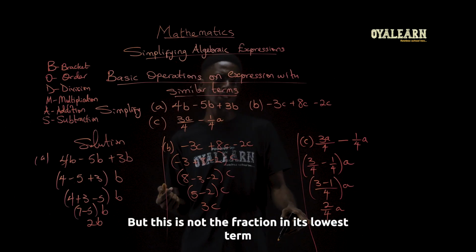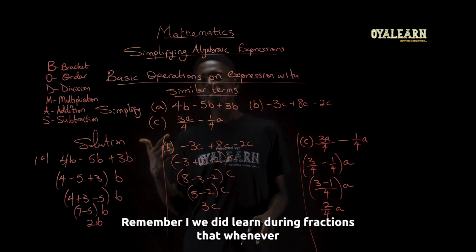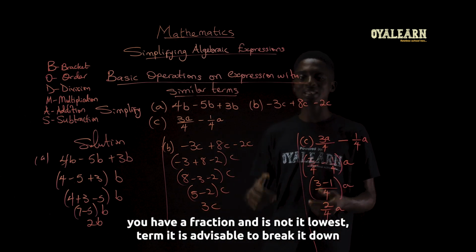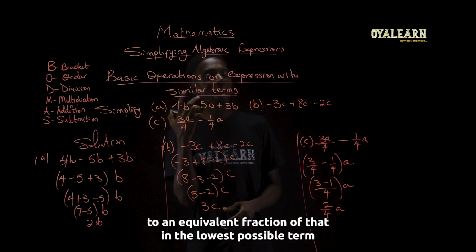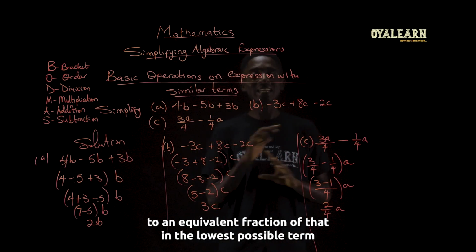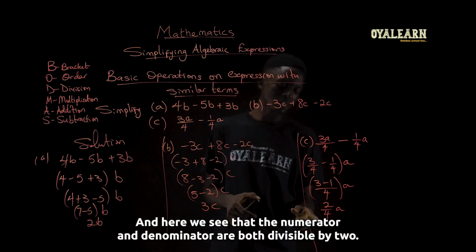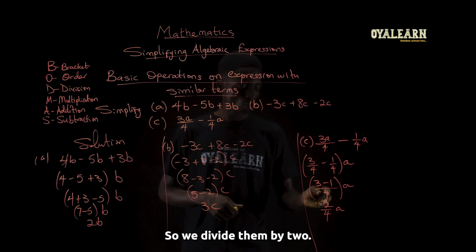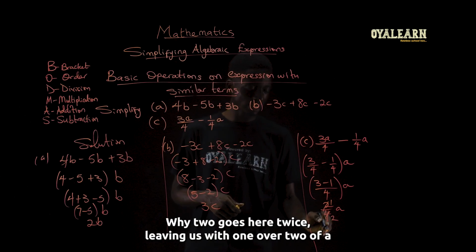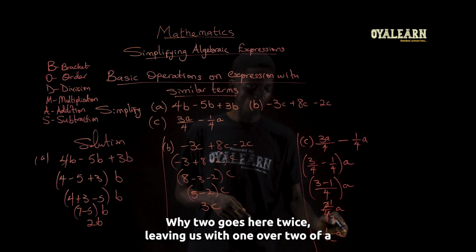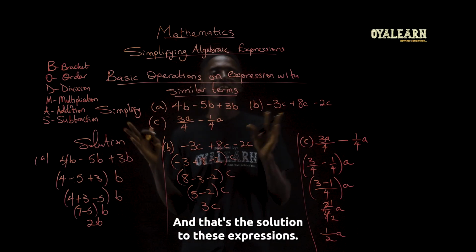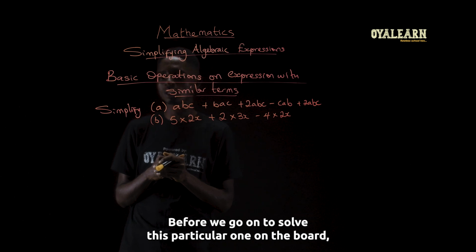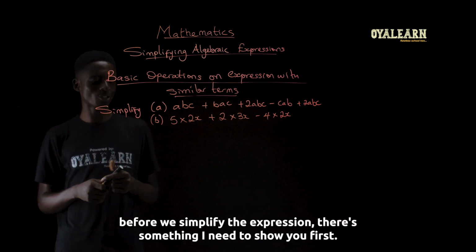But this is not the fraction in its lowest term. Remember, we did learn during fractions that whenever you have a fraction and it's not in its lowest term, it is advisable to break it down to an equivalent fraction in the lowest possible term. And here we see that the numerator and denominator are both divisible by 2, so we divide them by 2. 2 goes here once, while 2 goes here twice, leaving us with 1 over 2 of a. And that's the solution to these expressions. Before we go on to solve this particular one on the board, before we simplify the expression, there's something I need to show you first.